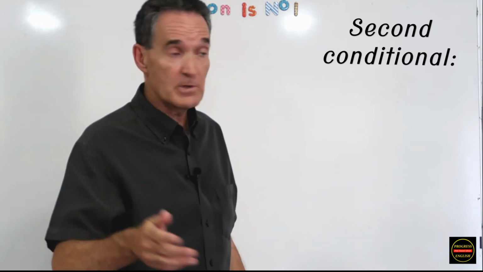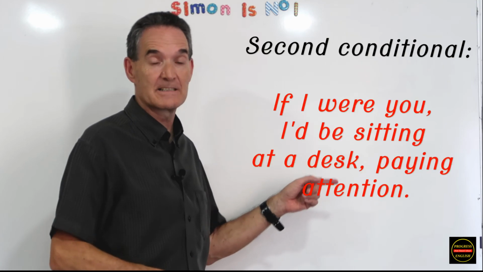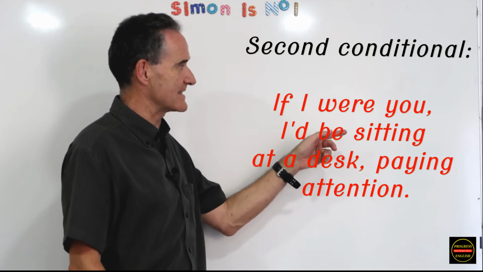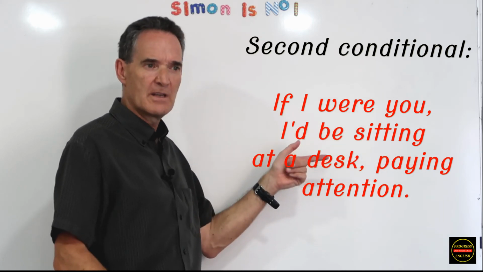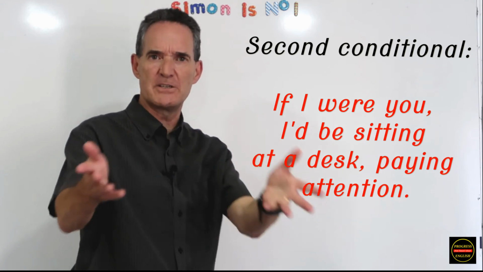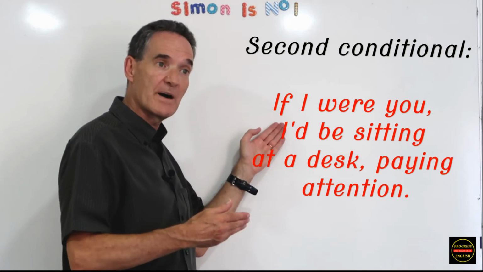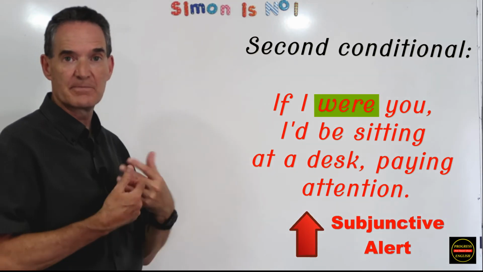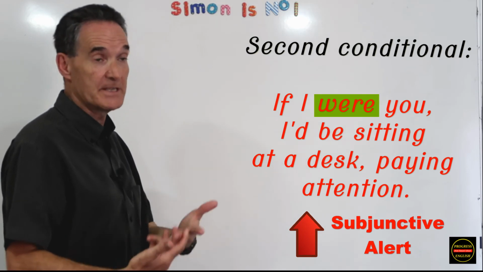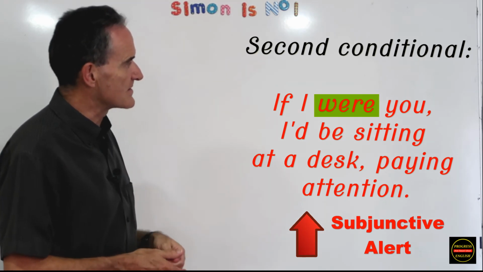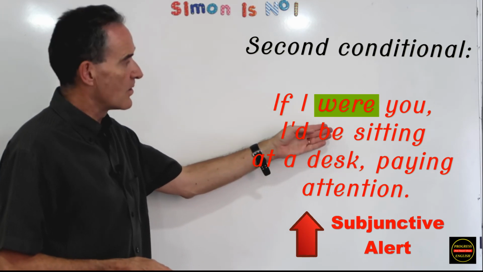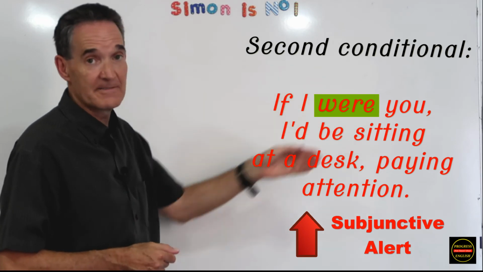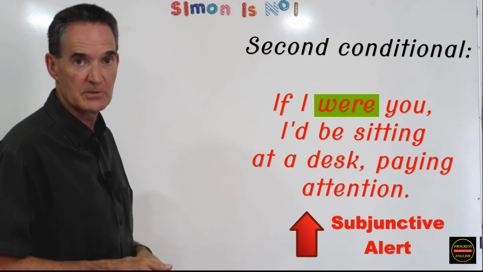Now, if I were you, I would be sitting at a desk paying attention. If I were you, it's impossible for me to be you. So here we use the simple past, which is acting like a subjunctive. This is a subjunctive. It's impossible for me to be you. And of course, you can see in the main clause we have the would, which is contracted, and an infinitive to complete the second conditional.